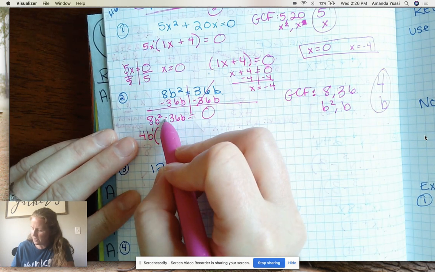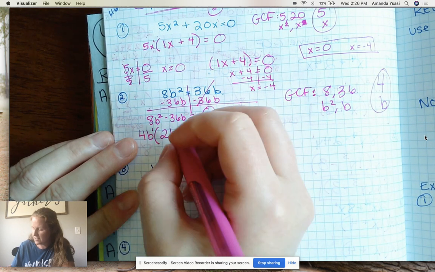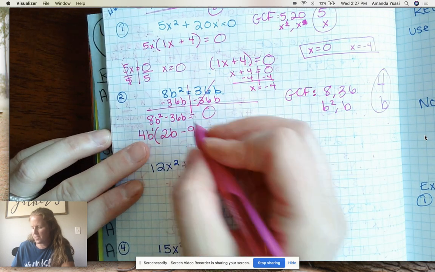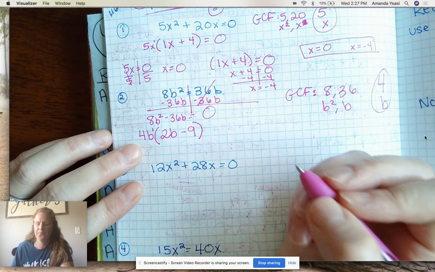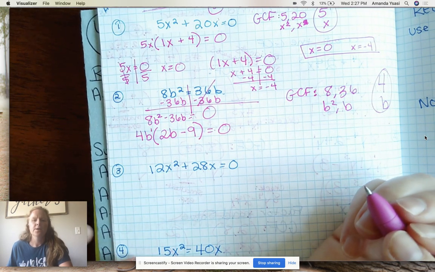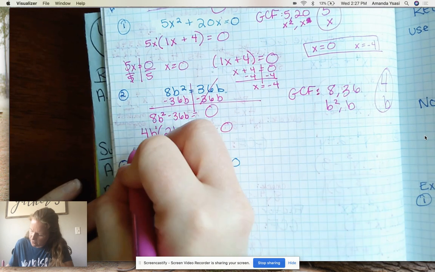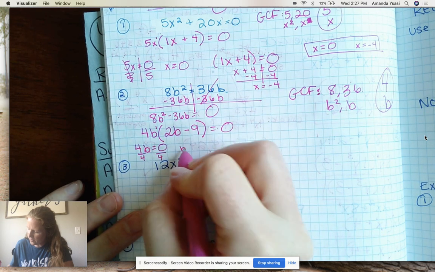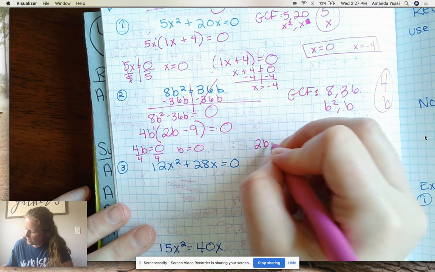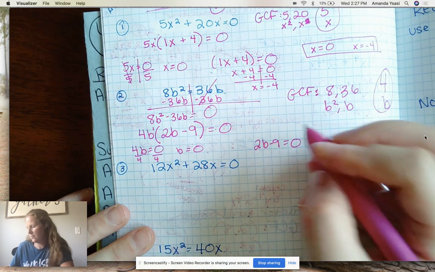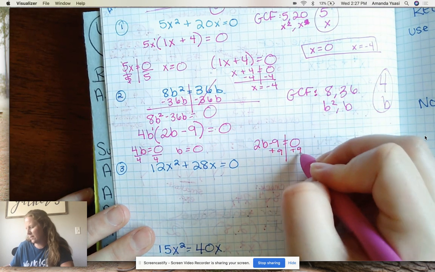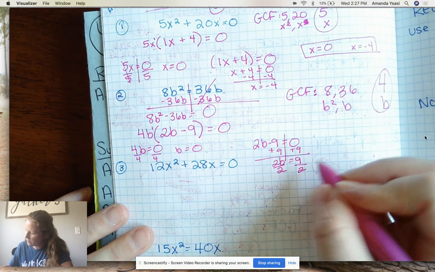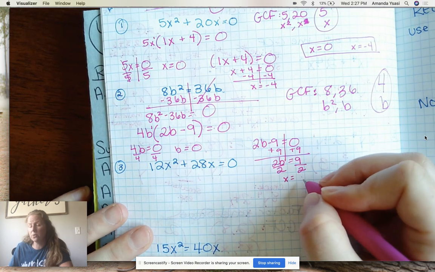Okay, next one. Negative 36 divided by 4 is a negative 9. And b to the first and b to the first, 1 minus 1 is 0. So we do not have a variable there. Equals 0. So now I have the two factors that I set equal to 0. So 4b equals 0. So I divide by 4. So b equals 0. And 2b minus 9 equals 0. So plus 9. 2b equals 9. Divided by 2. B equals 9 divided by 2, which is 4.5.